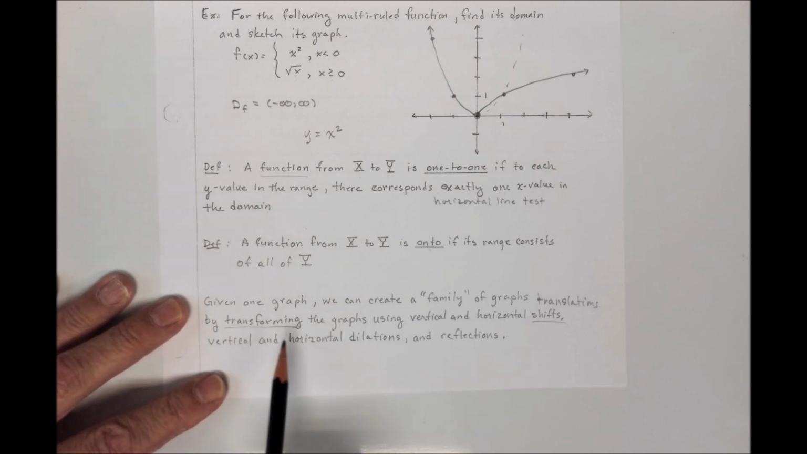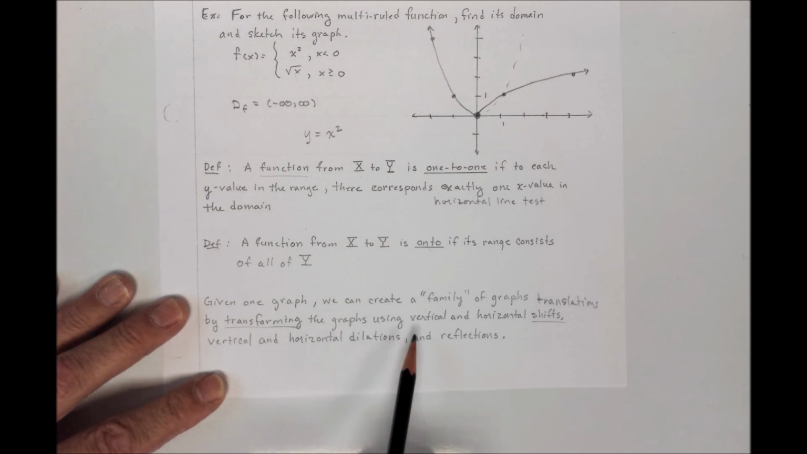So what you have when you have a family of graphs is they have the same look in some manner, but they may have been shifted, translated, they may have been stretched or shrunk, dilated, or they may be reflected over one of the two axes.